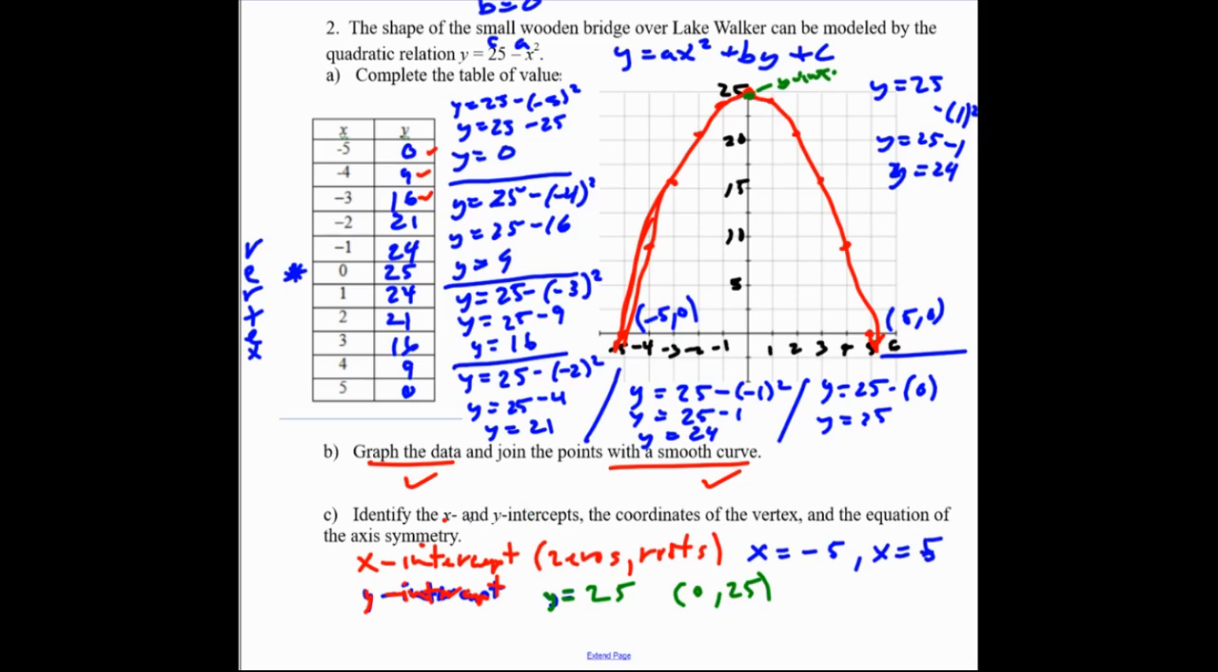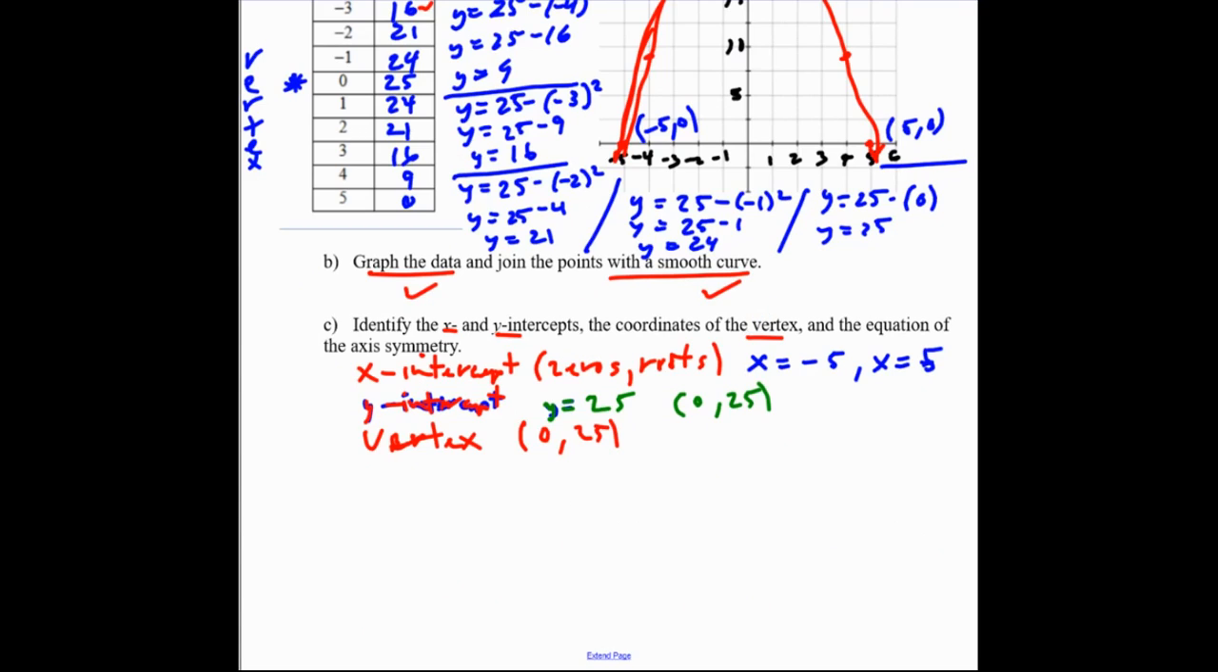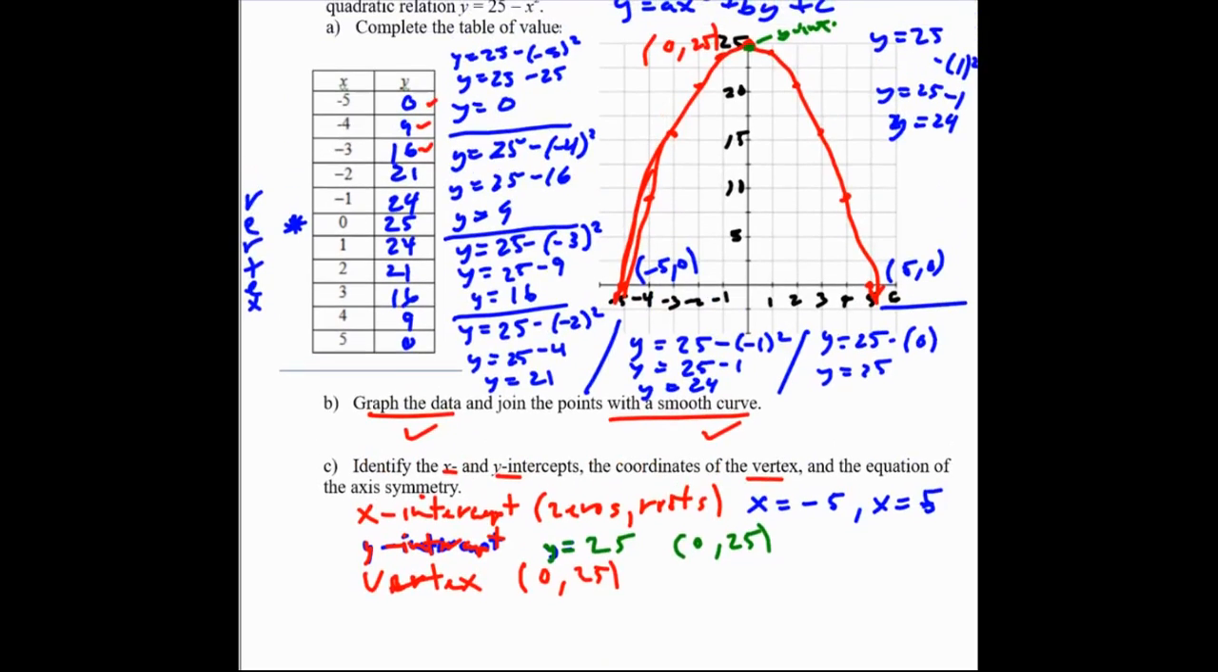Next, the coordinates of the vertex. The vertex we write as coordinates. So they are at 0 on the x and 25 on the y. So 0, 25 is your vertex.